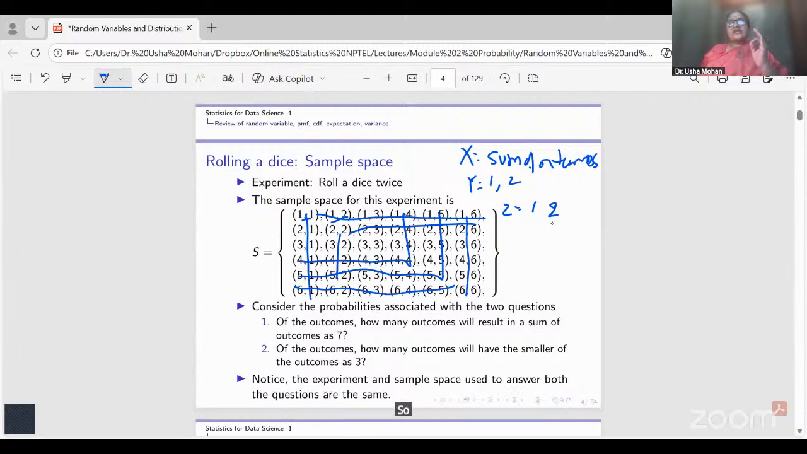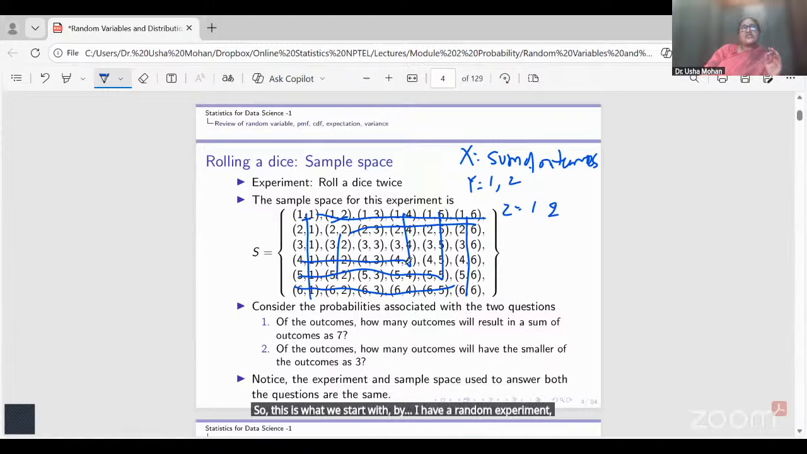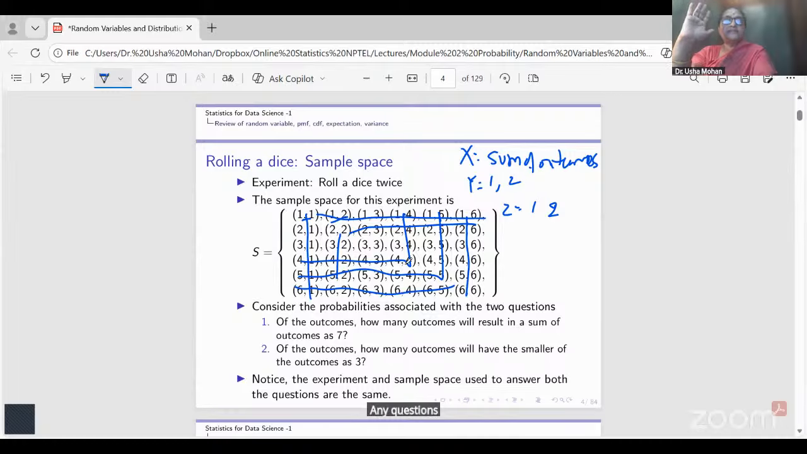So this is what we start with: I have a random experiment, and on this random experiment, I'm mapping every outcome to a value. Any questions still here? Is it clear? Yes, ma'am.